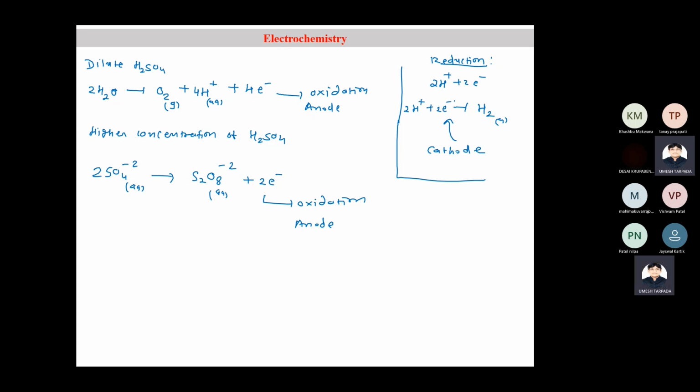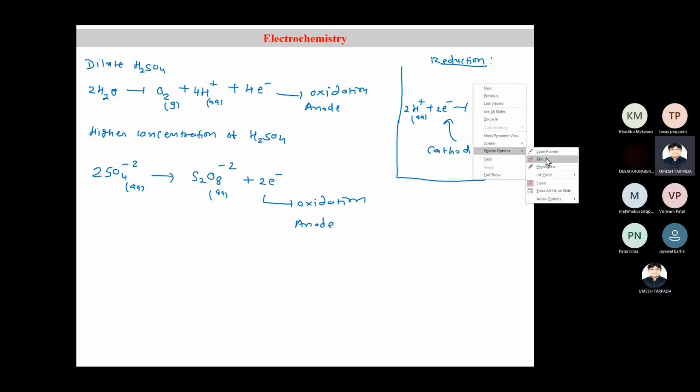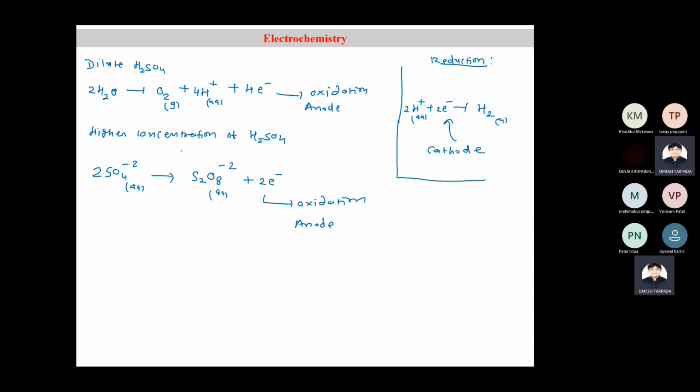Two H plus plus 2 electron. So reduction takes place at cathode. But at anode, if it is a normal dilute solution, then oxidation of water will take place. Otherwise, if the concentration is high, then oxidation of SO4 minus 2 will take place, depending on the type of solution. So these are the electrolysis products of NaCl and H2SO4.